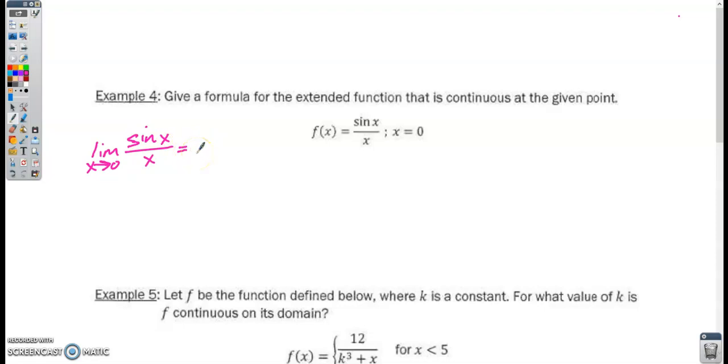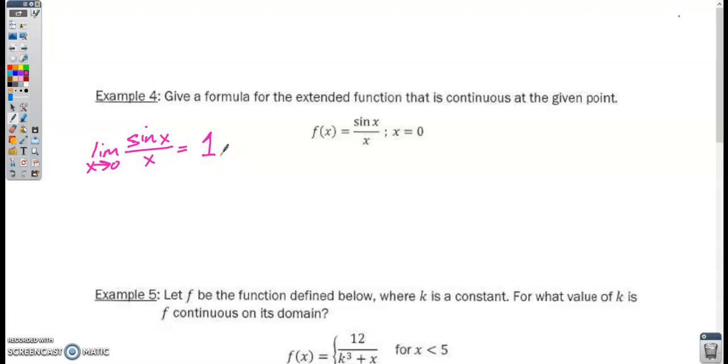And this is one that we should remember. This was one of those limits that we said you've got to know. If you don't know it, you should know that the limit as x approaches 0 of sine of x over x is equal to 1. We showed that quite a few sections back.